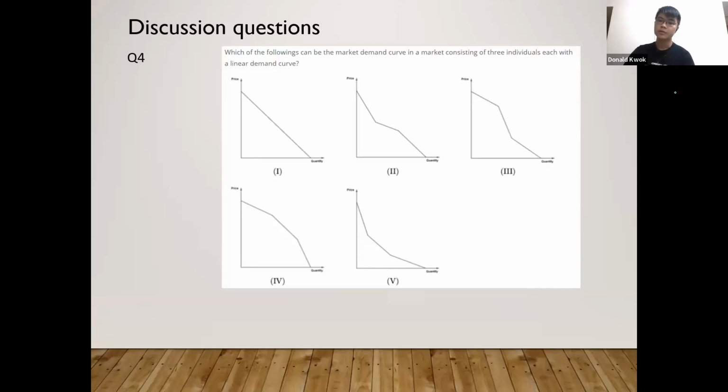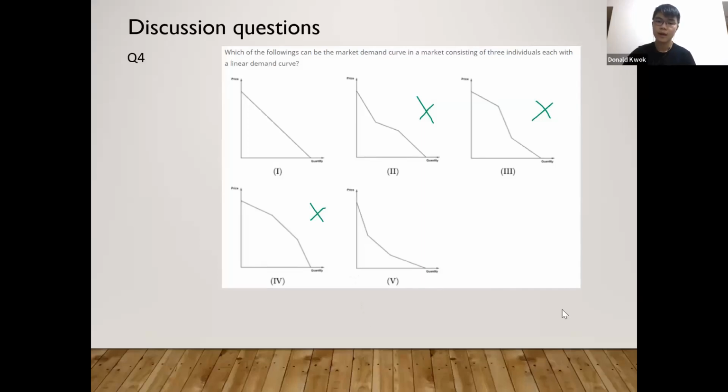Okay, so to find out the market demand curve, we know that the demand curve should be flatter and flatter as price goes down. And as you can see in 2, 3, and 4, there are some ranges where the demand curve becomes steeper as price goes down. So 2, 3, and 4 could not be the correct answers. And in fact, 1 and 5 could be a possible shape of the market demand curve consisting of 3 individuals.